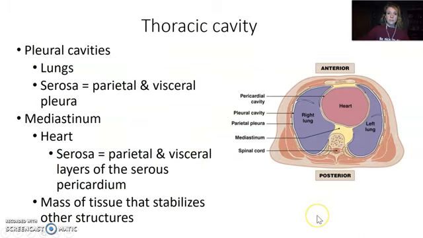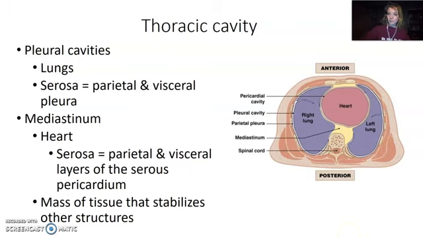So let's take a look at our thoracic cavity. Here we have a transverse section. So we're looking at a cut that happened maybe right about at heart level here. And we have our right lung and the left lung. And the serosa are called the parietal and visceral pleura. So the name of the serous membranes are going to change according to which organ they surround. They're called pleura around the lungs.